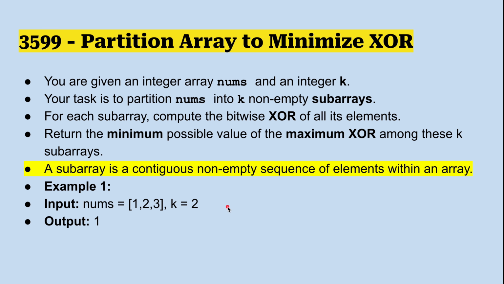The example is given like this. We are given an array nums, as you can see in this example, and an integer k. It means we have to split this array into exactly two contiguous subarrays. Then we compute the bitwise XOR on each subarray. Suppose I break it from here: we take 1 as one subarray and 2 3 as another. Now we apply bitwise XOR on each subarray and return the smallest possible value of the maximum XOR among these subarrays. Let's understand how we have to do that.